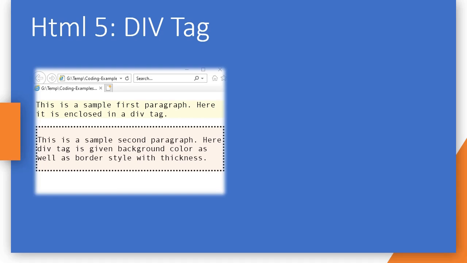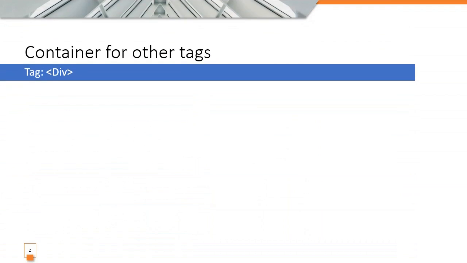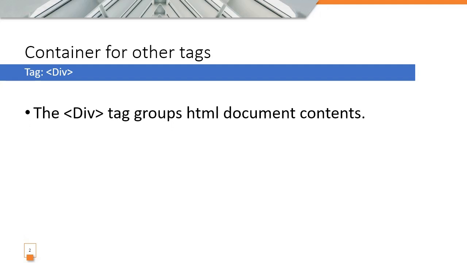Hello friends, in this example we are going to see how to use a HTML5 div tag. The div tag groups HTML document content. So just like in a normal application we use a group box and group the controls, here the HTML document is made up of several tags. So using the div tag you can group those HTML content, the HTML tags inside the div.